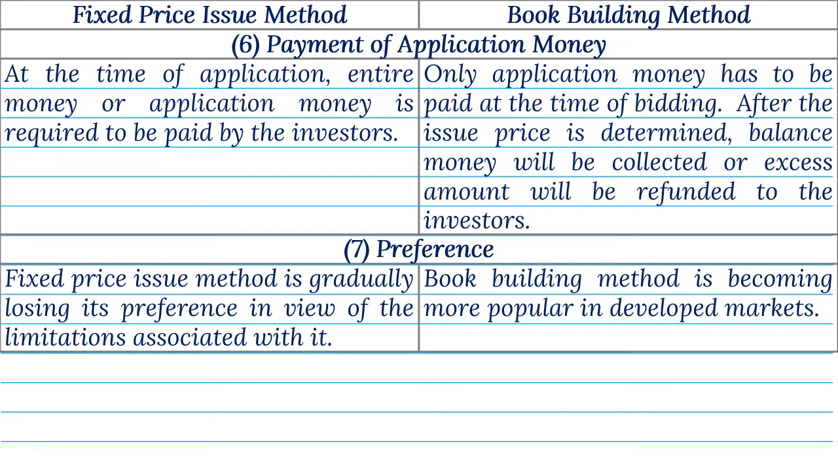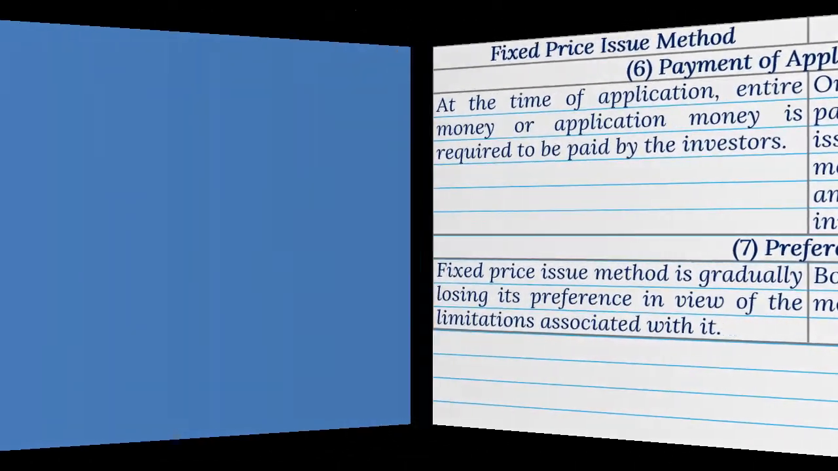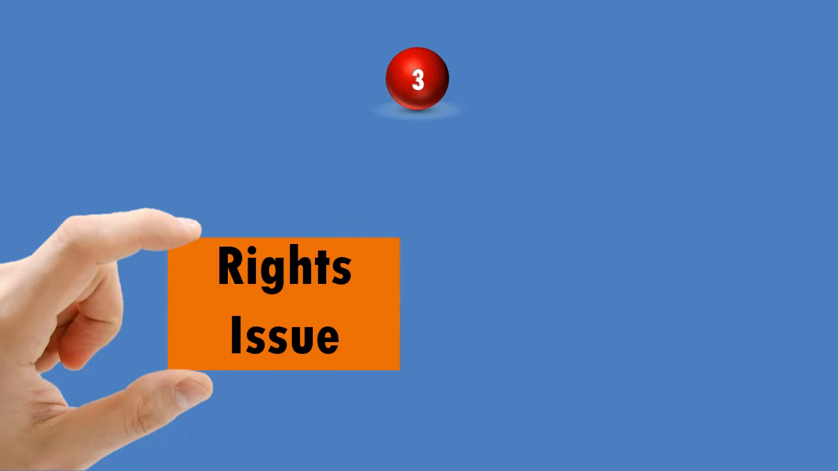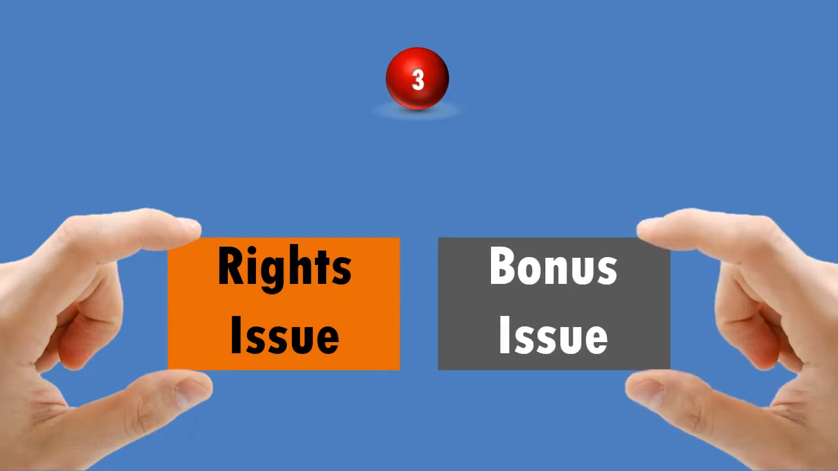7. Preference. Fixed price issue method is gradually losing its preference in view of the limitations associated with it. Book building method is becoming more popular in developed markets. 3. Rights issue and bonus issue.